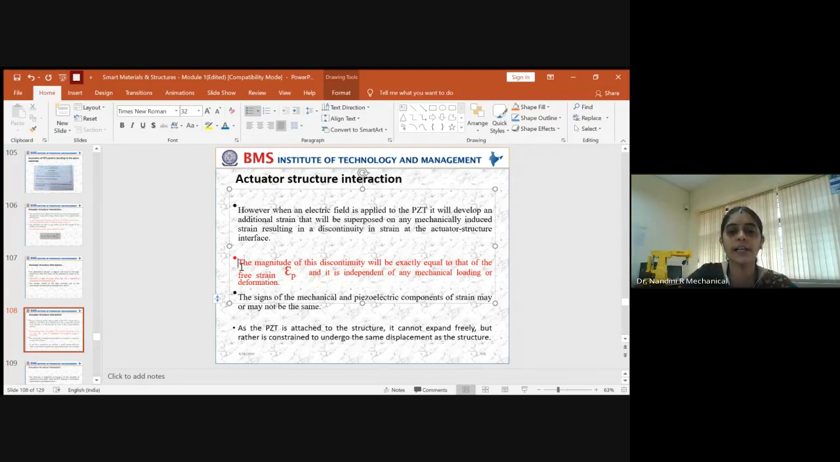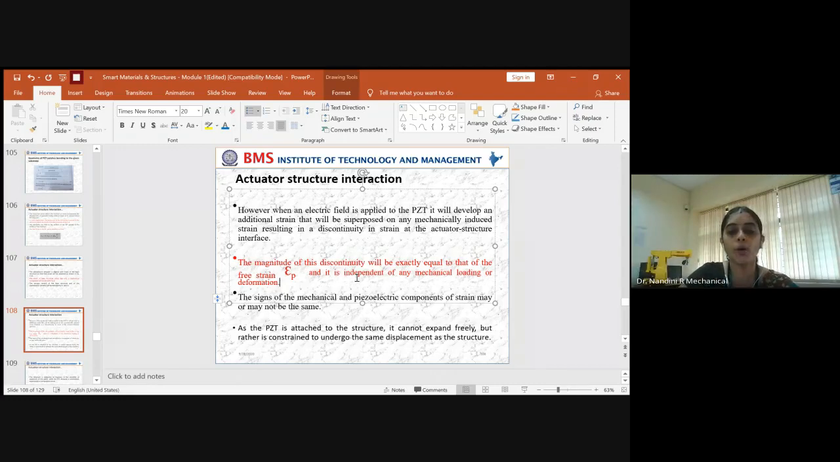So next is, the magnitude of this discontinuity will always be exactly equal to that of the free strain. Okay. So what is the magnitude of the discontinuity which can come across in between the substrate and the actuator? It will always be equal to half the value of the piezo strain or the free strain, right? So this is the second concept that you have to understand.